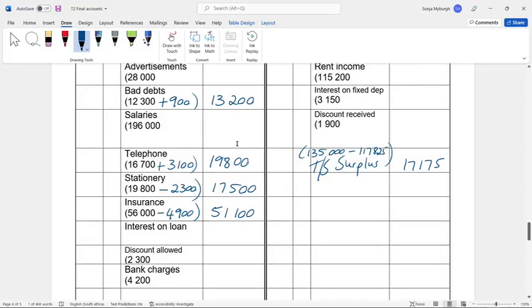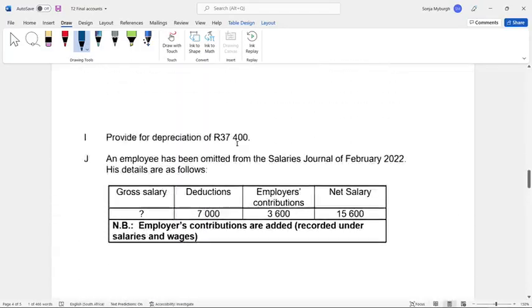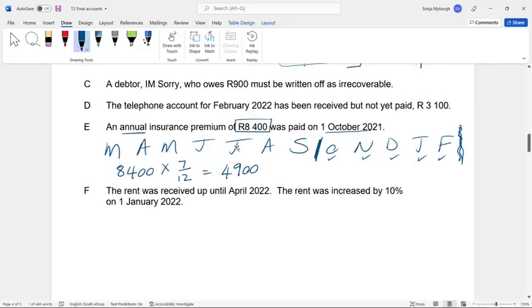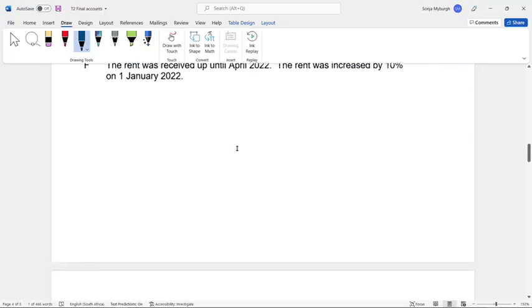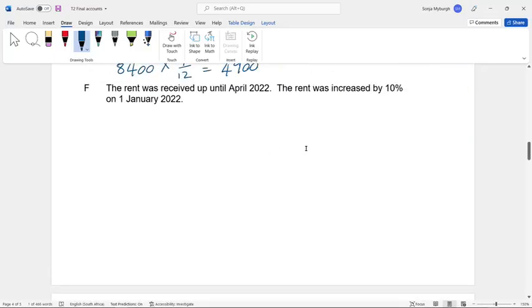Now the next one, very nice. You will see this in grade 10, 11 and grade 12. And you always ask, is that the X one, where you must calculate X? Yes. The rent was received up until end of April 2022. Our year ends on the 28th of February. So we've received in advance. So we know we must subtract.